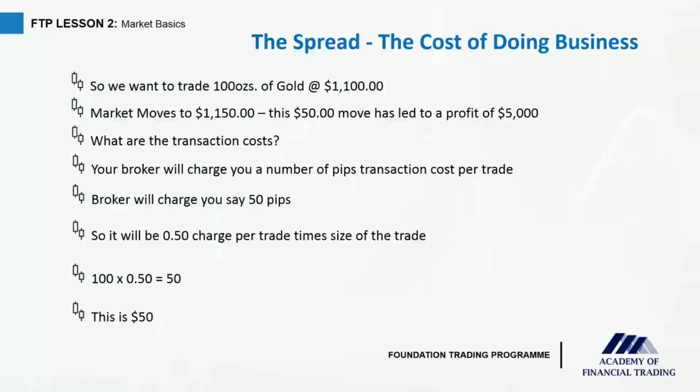Now again, you might think that's a high charge. It's a high charge because you're trading 100 ounces. If you're only trading 10 ounces, that charge would be $5. If you're only trading 1 ounce, that charge would be 50 cents. Okay, so it's proportional to the trade size.